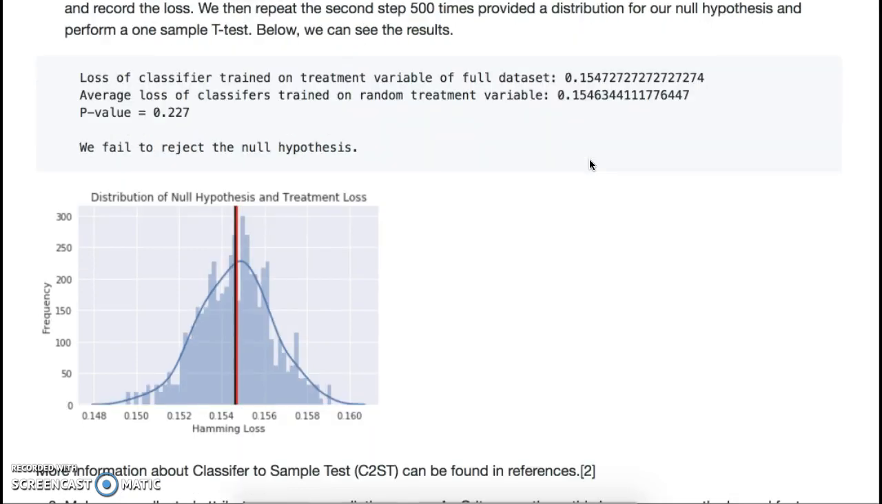Below here we can see the results of the t-test. Here the distribution is the loss from the random classifier. The red line is the loss of the trained classifier in the data set, and the black one is the average loss of the random classifier. And here we fail to reject the null hypothesis, where the null hypothesis is that the loss from the trained classifier came from the same distribution as the random classifier.